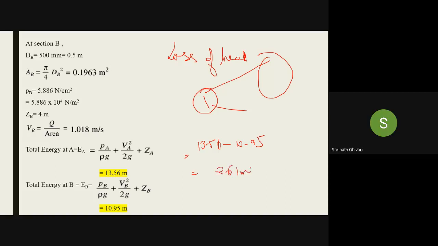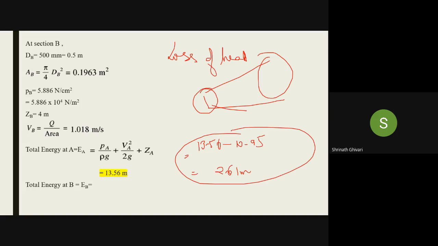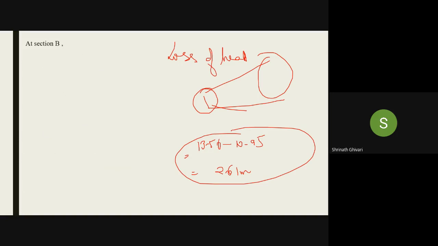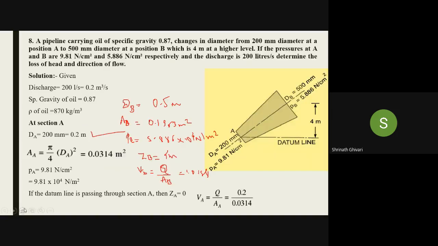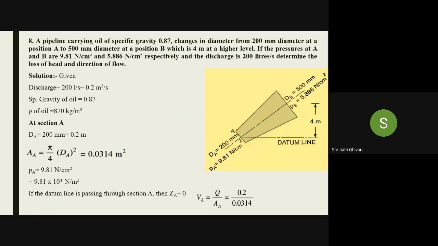Now tell me what will be the direction of the fluid flow? Whether it is flowing from A to B or B to A. B to A. I'll tell again, I'll show you the diagram. You got the answers now? I'll show you the diagram first. Then you decide and tell me in what way the fluid will be flowing.